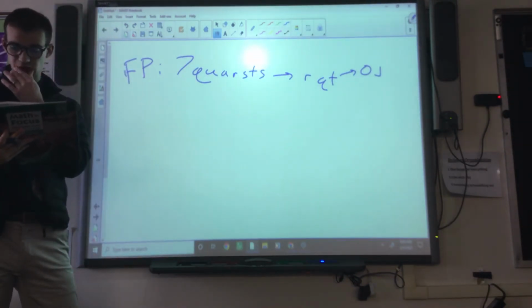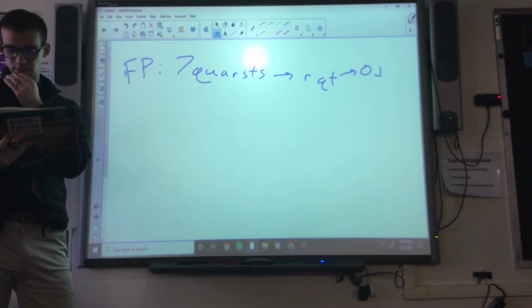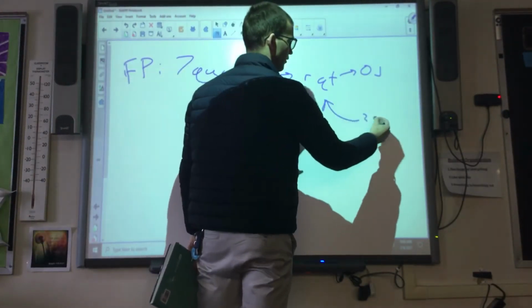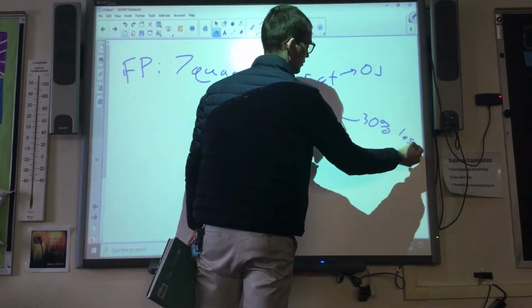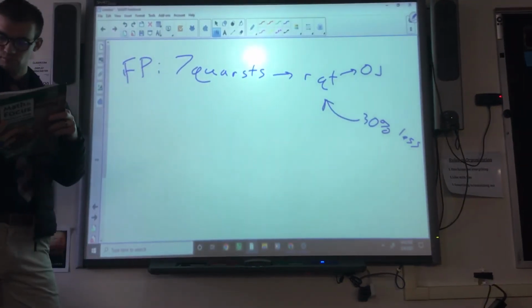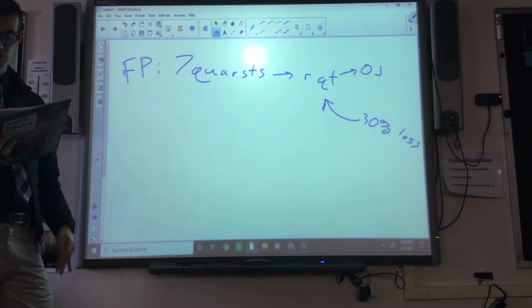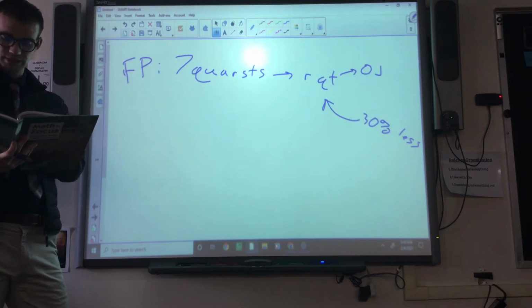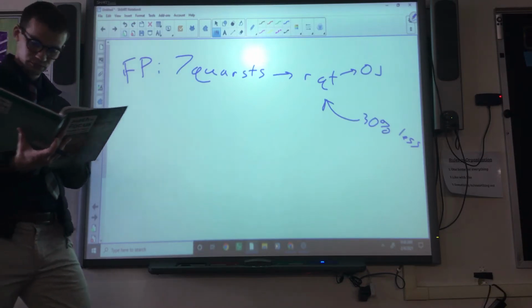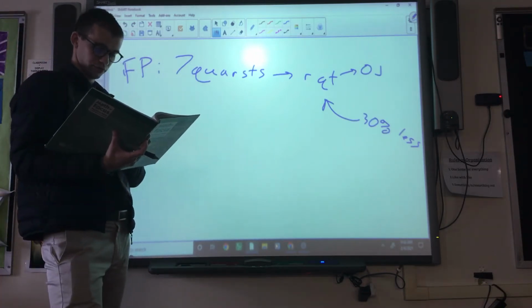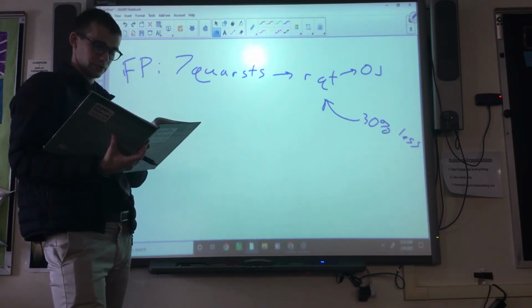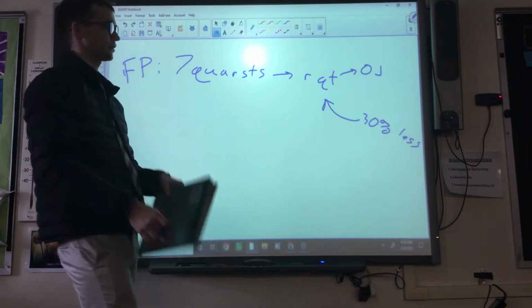We don't know how much that is. This time it is being made with 30% less OJ. So we've got 30% less this next time. Write an expression for the number of quarts the fruit punch is made this time. So again, fruit punch makes 7 quarts when made with R quarts of orange juice. This time it's being made with 30% less orange juice. Write an expression.